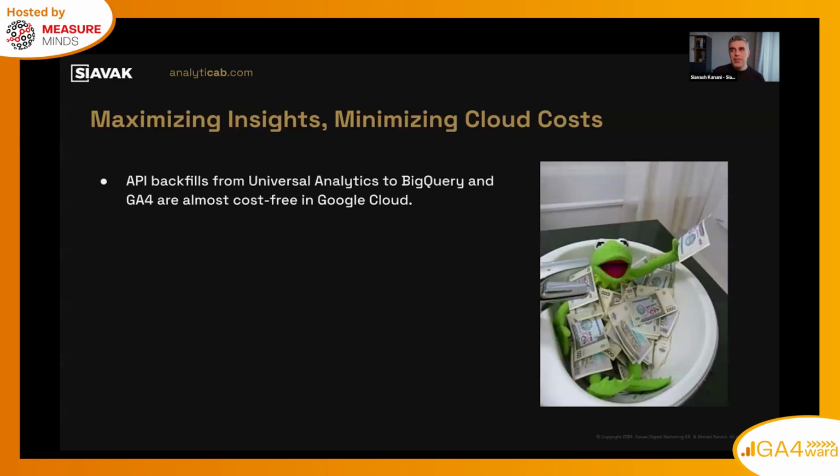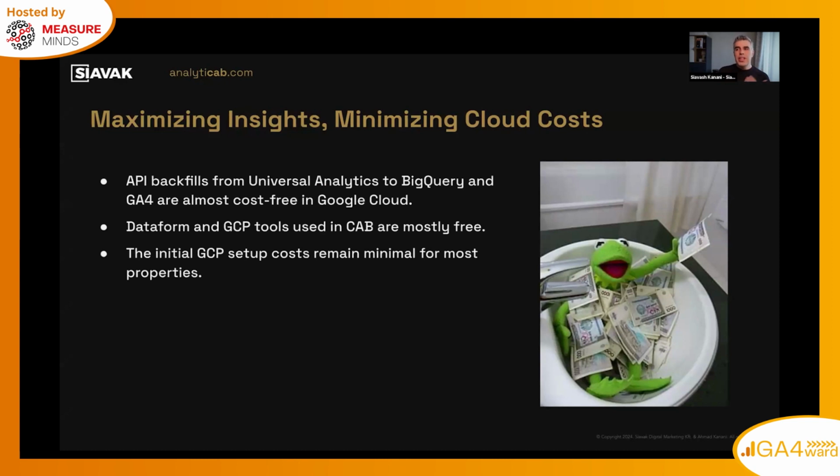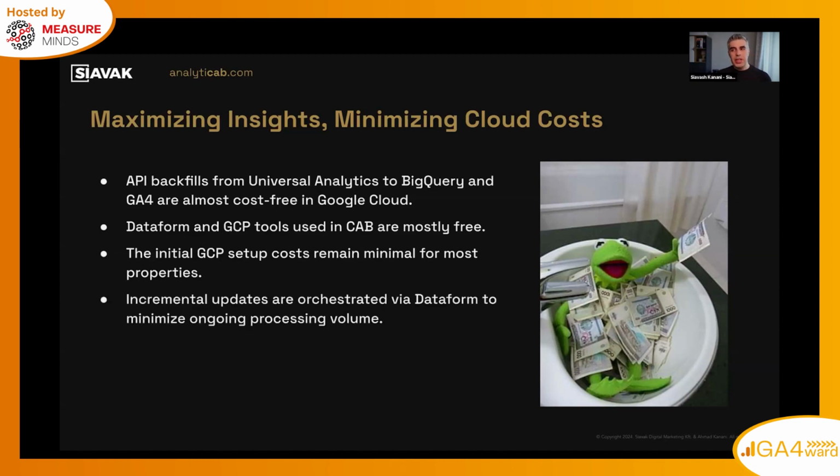The API backfills from Universal to GA4, in terms of Google Cloud cost, they're almost cost-free, right? So they do not have any cost really in Google Cloud. Dataform, which we use for orchestration of the pipeline, and the tools used like the scheduler, the log pops up, they're mostly free. So the initial setup from a Google Cloud Platform cost and billing cost was minimal for most of the properties that we did.